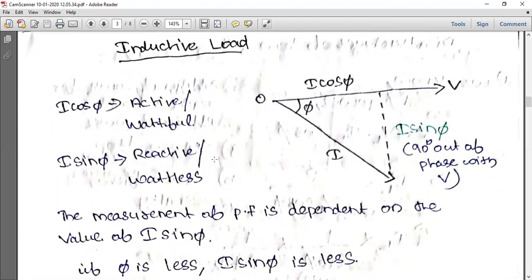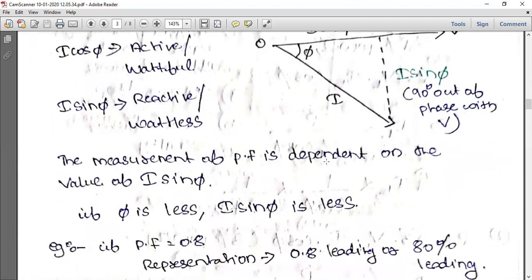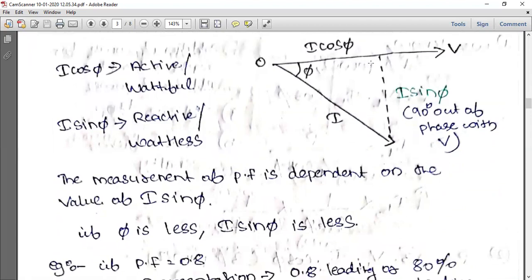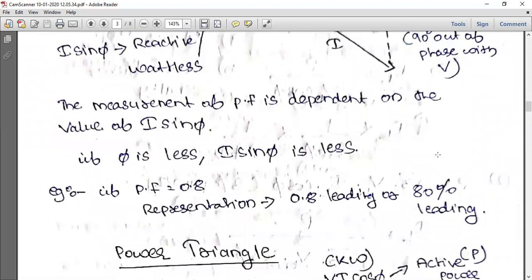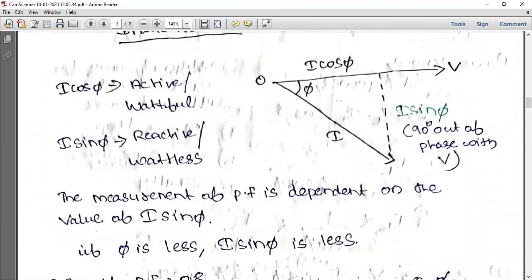So the power corresponding to I cos phi into voltage will be the wattful power, which is active power, and this one is I sin phi, which is the reactive power, and you can see that it is 90 degrees out of phase with voltage. So this will be I cos phi and this will be I sin phi. This is by trigonometry, we are resolving the vector. So the measurement of power factor is dependent on the value of I sin phi. You can see that this is the phase difference phi, and power factor is cos phi.